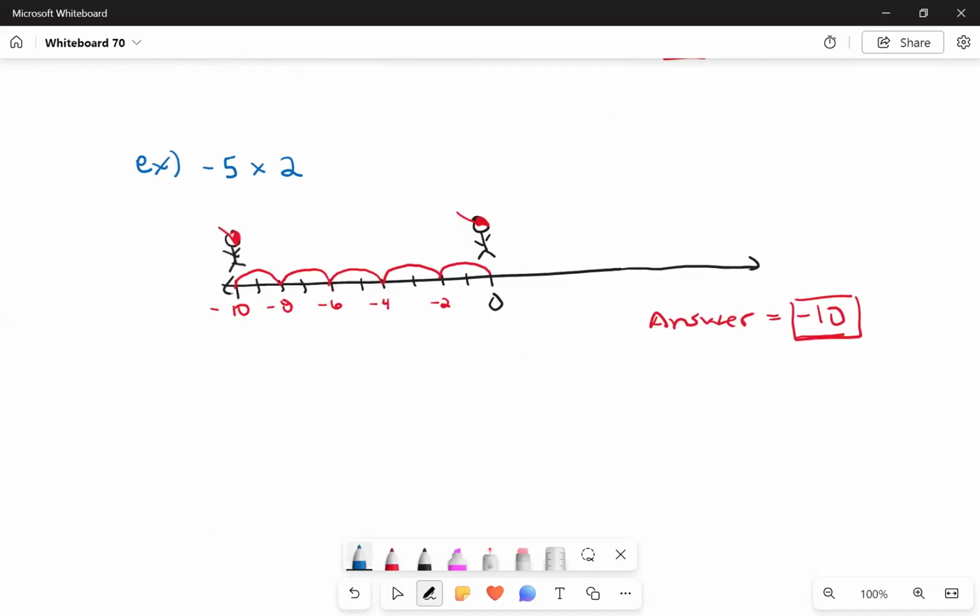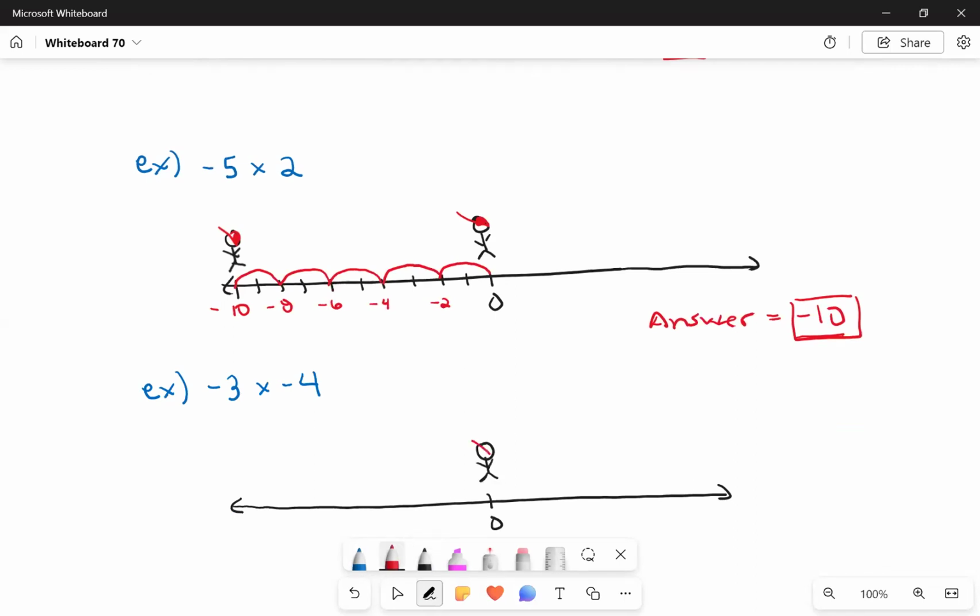Now let's say they're both negative, like -3, -4. Okay. So the first number is going to indicate how many times I'm going to move and what direction we're facing. So because it's negative, we're going to be facing the negative direction, this way to the left. And then we're going to be moving 3 times and we're going to make 4 moves.